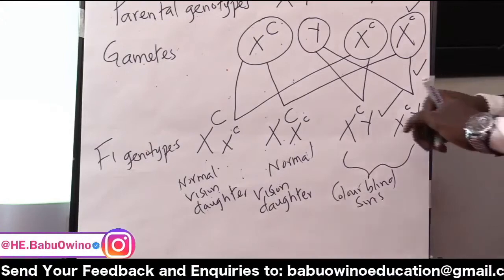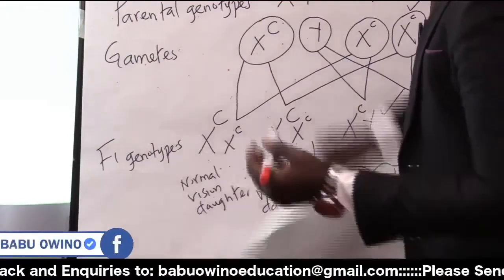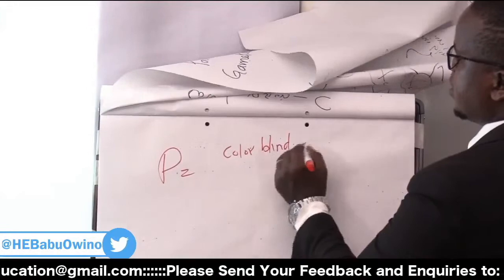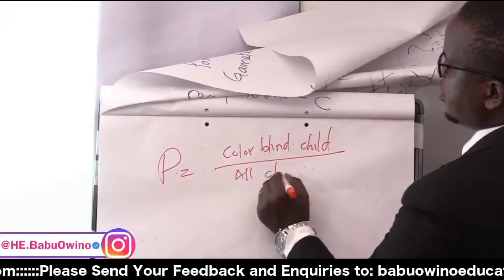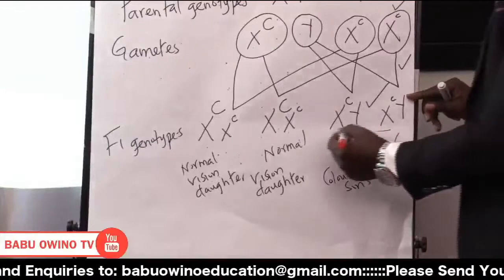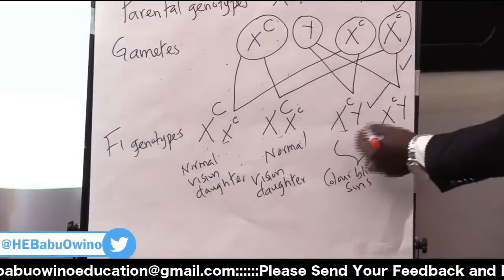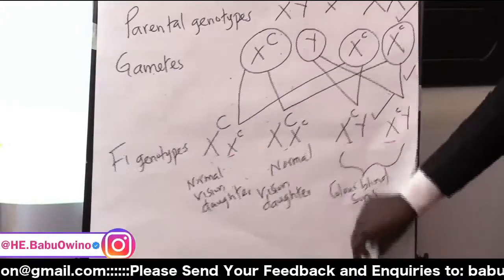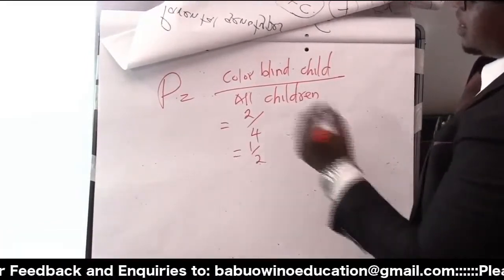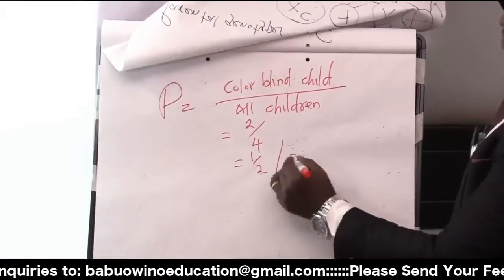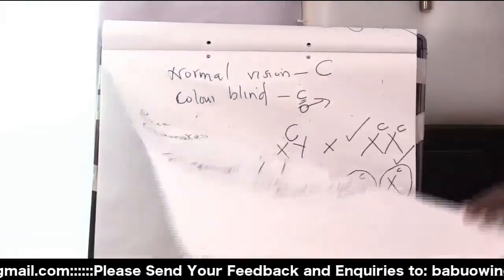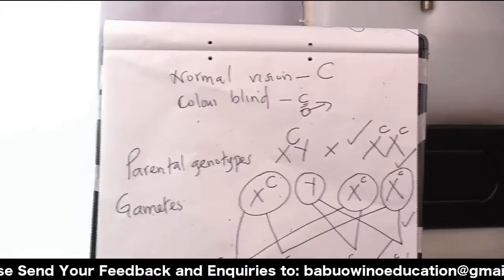So what is the probability of them getting a colorblind child? That probability is going to be given by probability of colorblind child over all children. So when we come here now, we look at these children. How many children are we having? We're having four. One, two, three, four. And how many are colorblind? We have two. And how many children do we have in total? We are having four children. So this will be 2/4, which simplifies to 1/2. You can express probability in terms of a fraction, in terms of decimals, or in terms of percentage. That will be 50%.